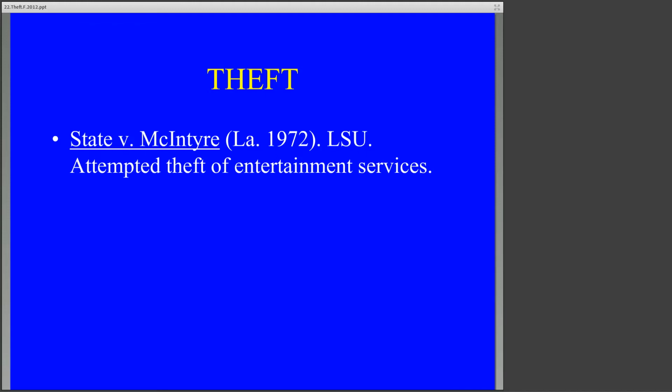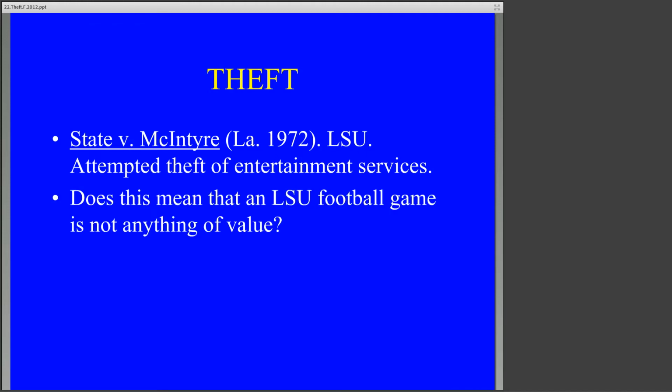The facts show that he basically tried to enter an LSU football game. He wanted to use the card of another. He was not allowed admission to the game. The court said that this is not theft. Now, does this mean that an LSU football game is not a thing of value, that is worthless? No, clearly that is not what the court is saying, because based on LSU performance of late, the value of that game is quite expensive, as all of you know.